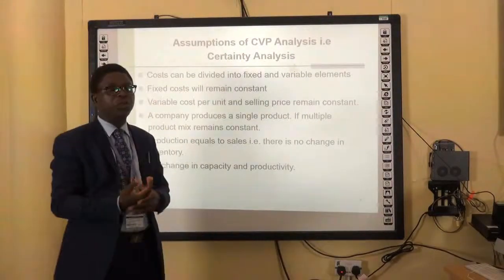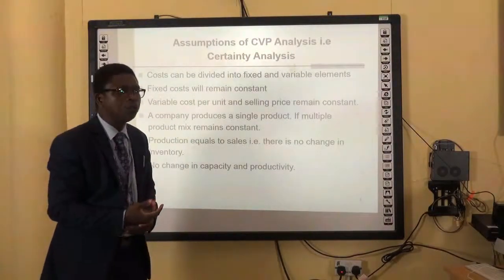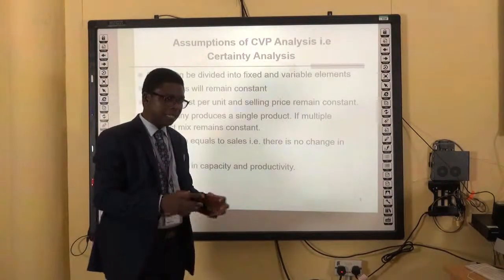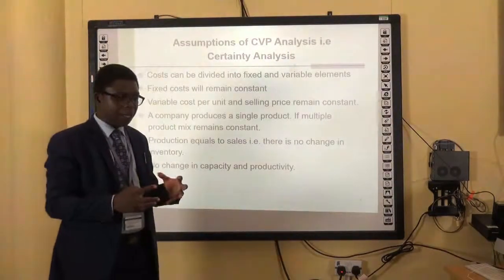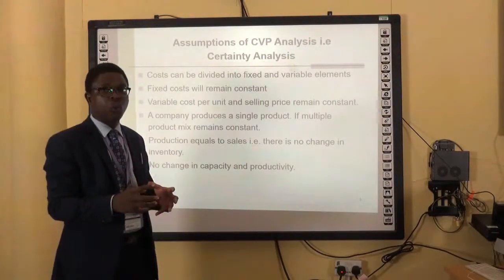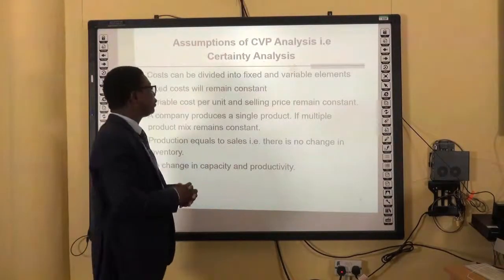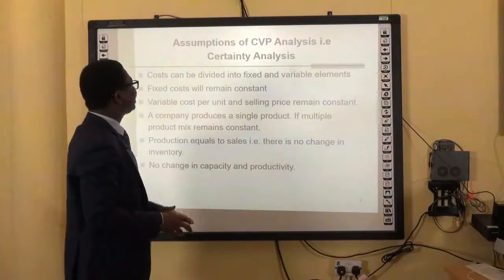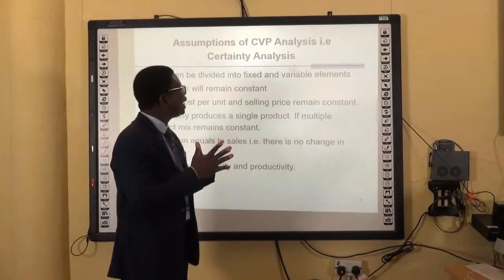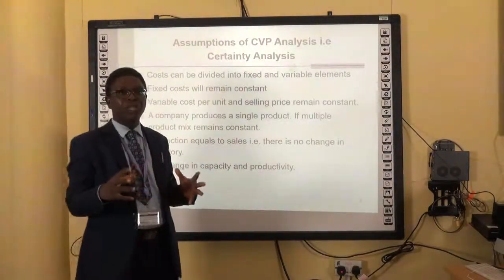The relationship between cost, volume, and profit. For this relationship to hold, we have some assumptions, the underlying assumptions. The first one is that cost can be divided into fixed and variable costs.